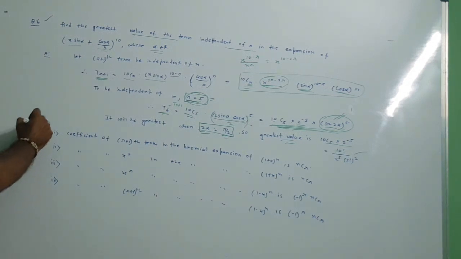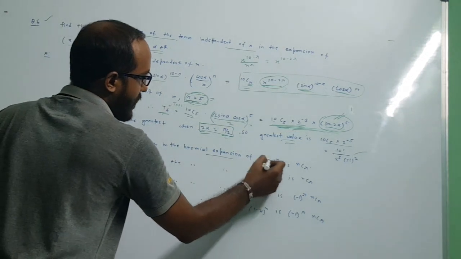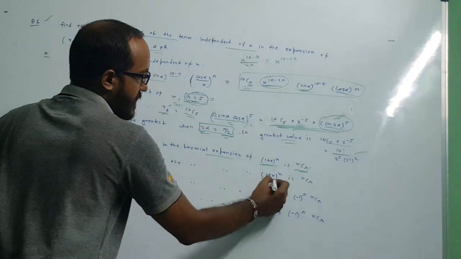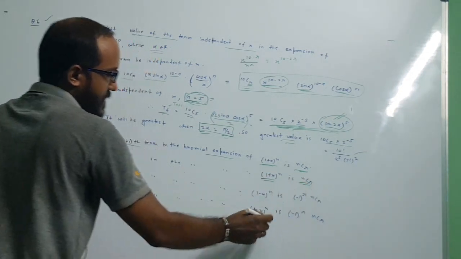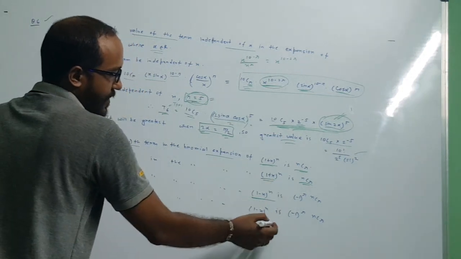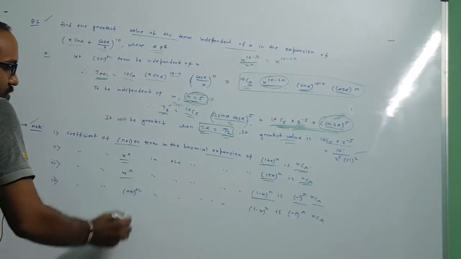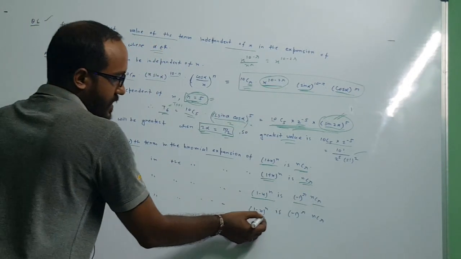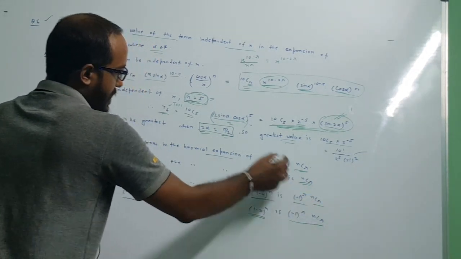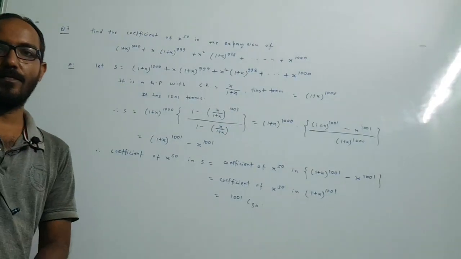Now remember some notable things. The coefficient of the r plus 1th term in the binomial expansion of 1 plus x to the power n is nCr. Coefficient of x to the power r in the expansion of 1 plus x to the power n is nCr, same thing. Coefficient of x to the power r in the expansion of 1 minus x to the power n is minus 1 to the power r, nCr. And the coefficient of the r plus 1th term in the expansion of 1 minus x to the power n is the same, minus 1 to the power r, nCr. Remember this. Now we will solve one problem regarding this note.